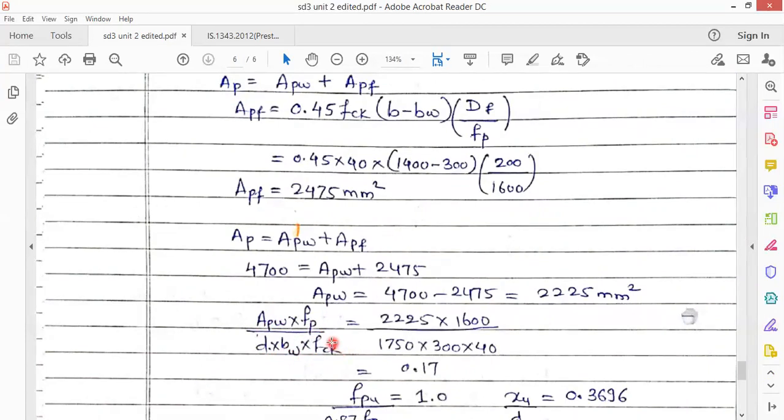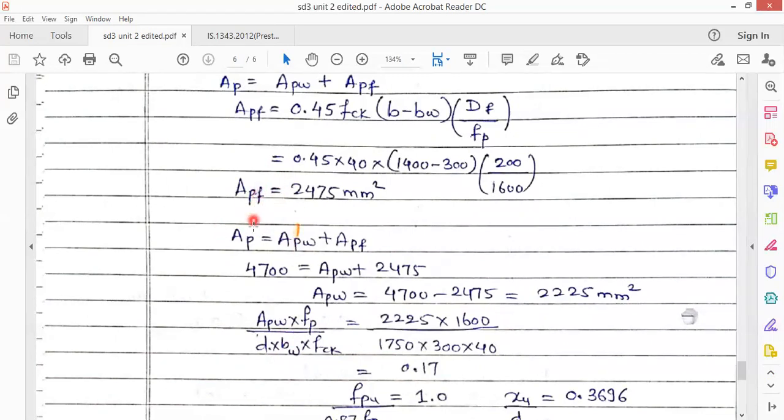But as it is lying in the web, so I will write here APW, and here it is the same FPU or FP, divided by D into BW. Here, instead of writing B, that is total width of the section, I will consider BW, width of the web, because neutral axis again lies in the web, and substituting the values, I will obtain the parameter value.